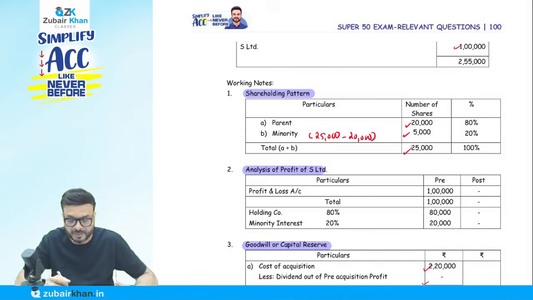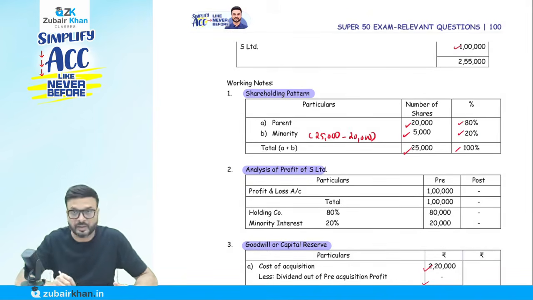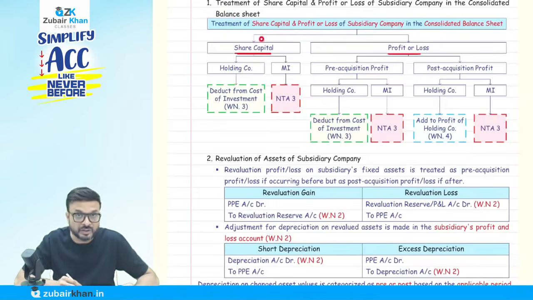Here it will come to 20%. So the shareholding pattern is coming to 80% and 20%: 80% holding company, 20% minority. Now I will say that the share capital, 80% in our case, will be deducted from the cost of investment, and the 20% minority interest will go to notes to account number 3.